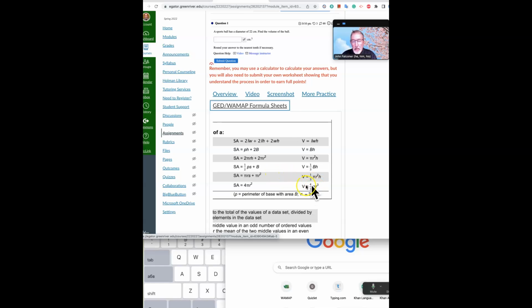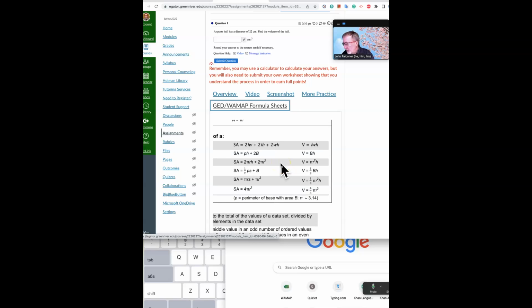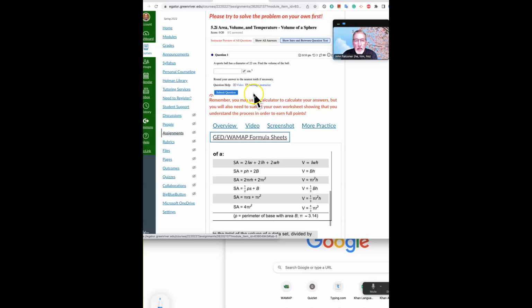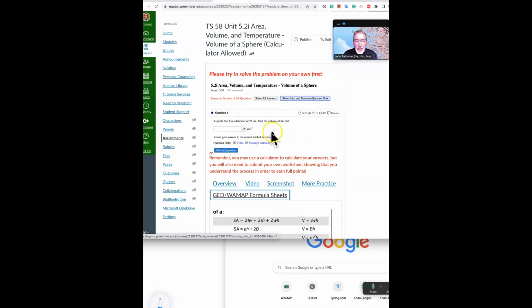Well, let's just take it as that. 4/3 pi r cubed. So let's write that down. 4/3 pi r cubed. And this problem doesn't have a picture with it. The second one does, so you can work that on your own. A sports ball has a diameter of 22 centimeters. Find the volume of the ball.